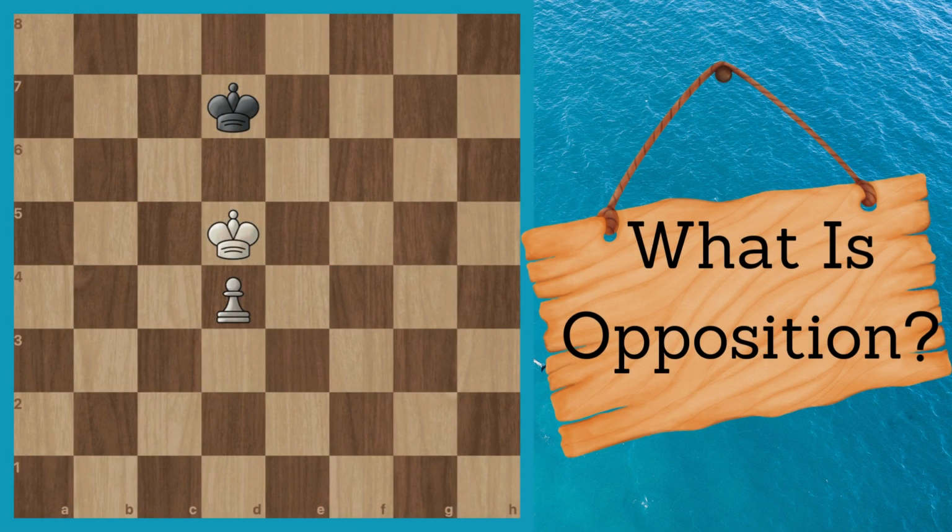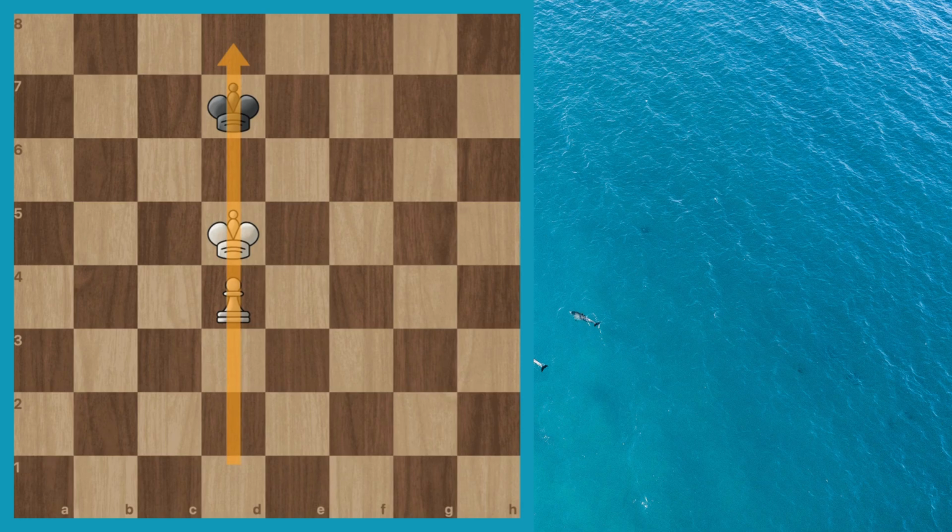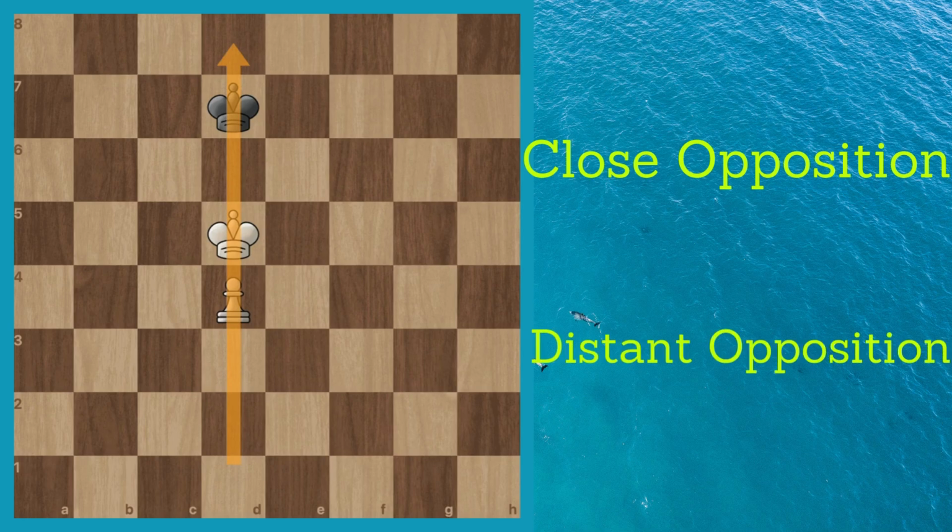So, what is opposition? Opposition is the state of two kings standing on the same file. If you see in this example, there are two kings standing on the same D file. There are two types of opposition: close opposition and distant opposition.